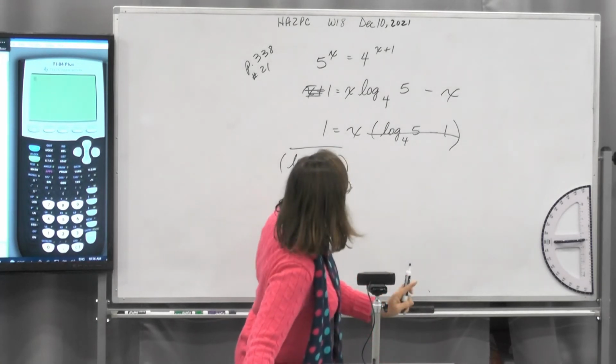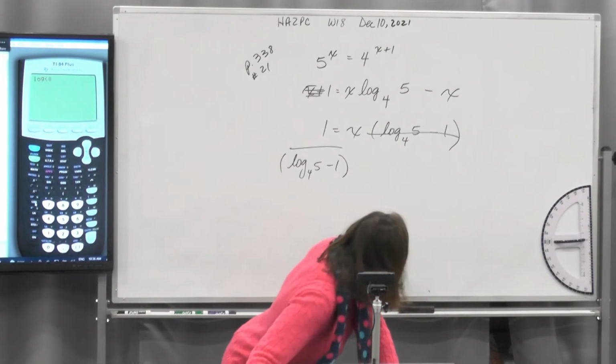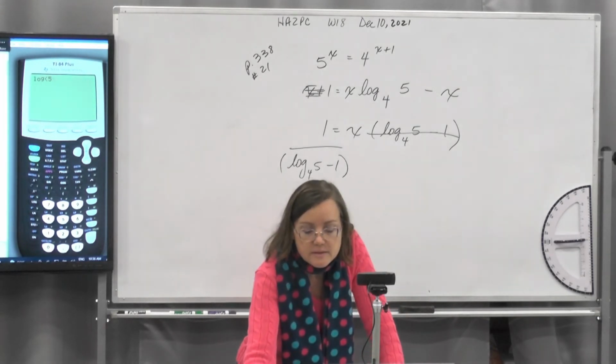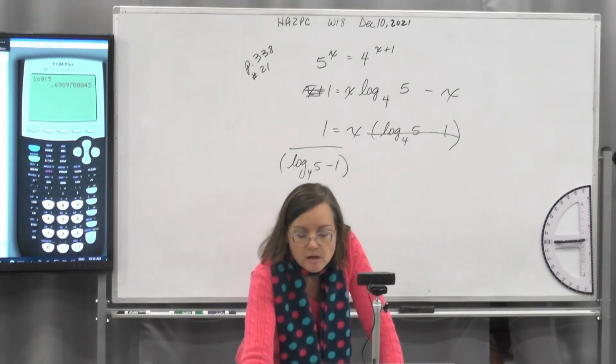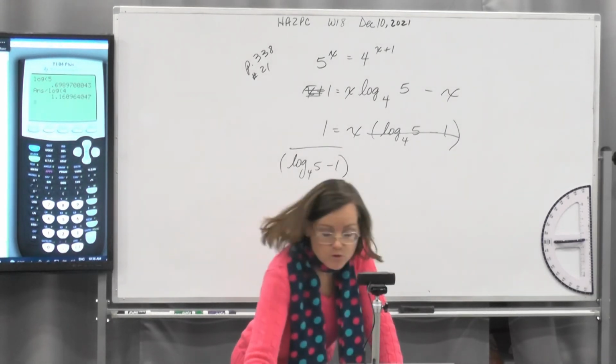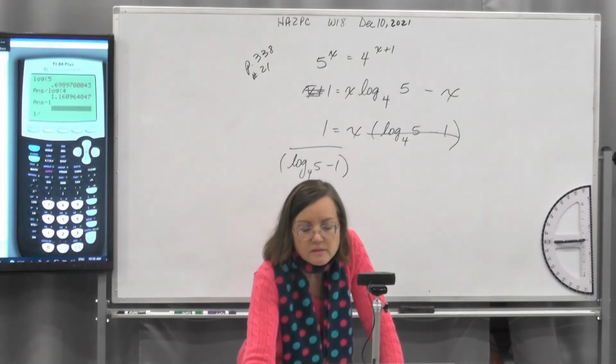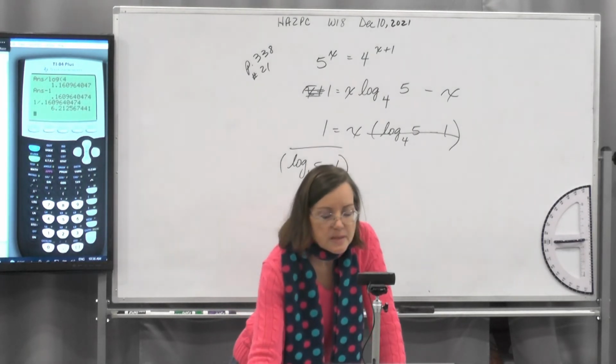So I'm going to do my log part first. Log of 5 divided by the log of 4, and then I'm going to subtract 1. And then I'm going to do 1 divided by that. I'm just going one little step at a time. And I get 6.21. Same exact answer.